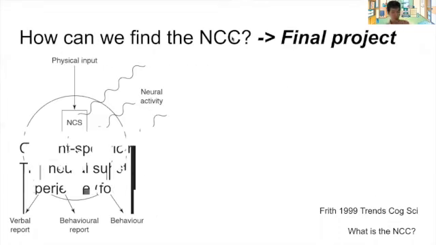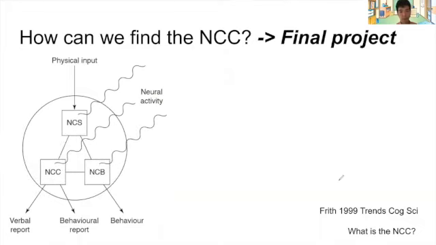Okay. So then the next empirical question is, how can we find the NCC? And as I mentioned in the beginning of this lecture, this Frith 1999 Trends in Cognitive Sciences paper contains quite good hints about how to find the NCC. So I recommend you skim through it at least, and then employ it for your final project.